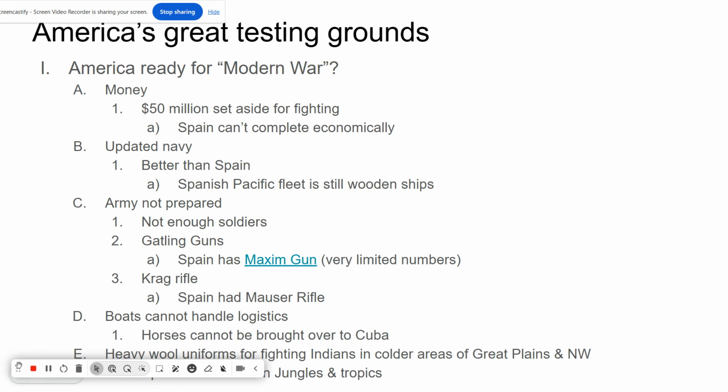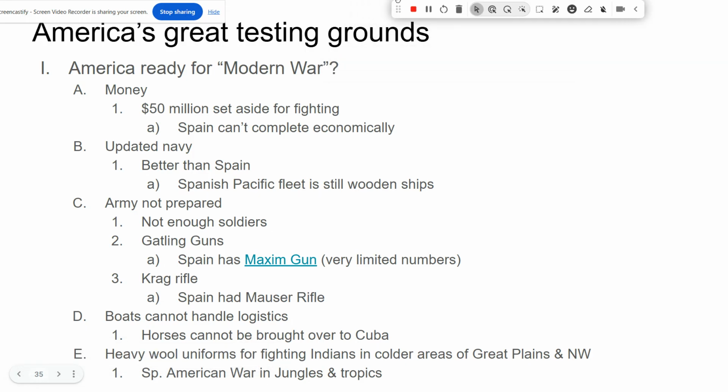Now, the question, though, is with all this, is America really ready to fight a modern war? Well, yes and no. Money-wise, the answer is yes. When McKinley asked Congress to prepare for the possibility of a war, Congress set aside $50 million to fight the war. To give you a perspective, that $50 million is more money than the entire country of Spain made in a year. Spain couldn't compete economically with the United States in terms of fighting a war. We were more than prepared on that end.